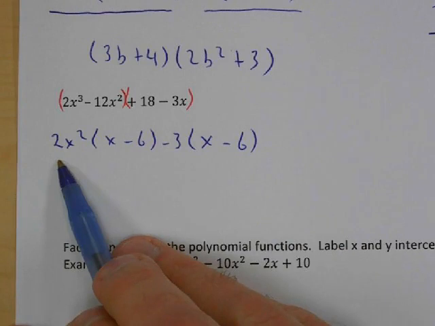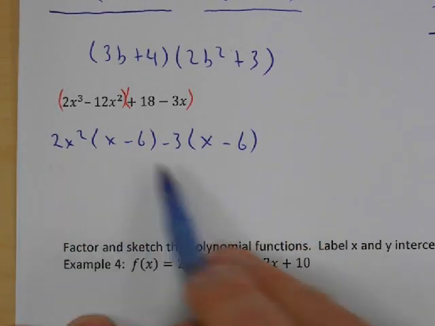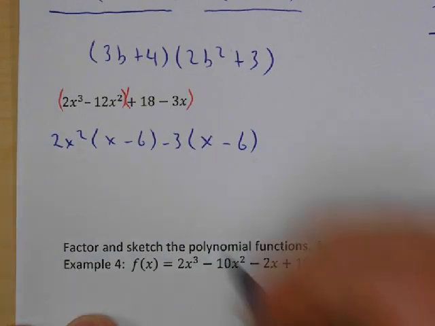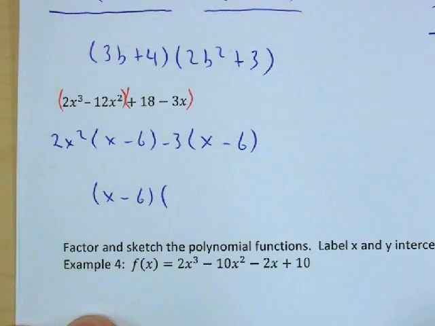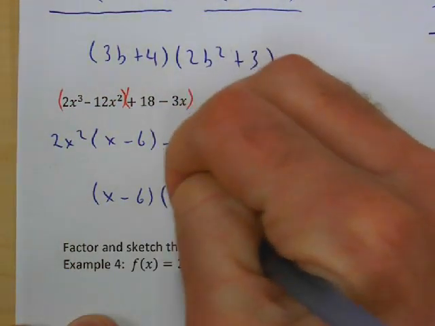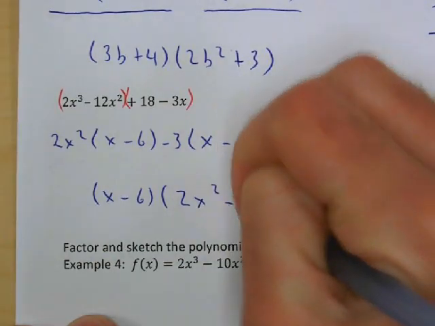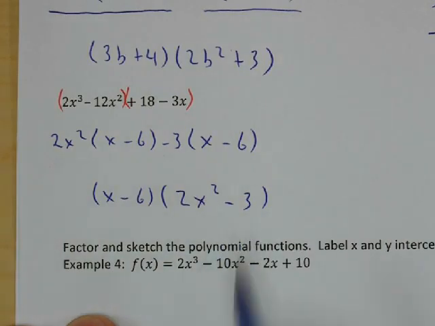So we took out a GCF once, took out a GCF twice. Now we need to take out a GCF a third time. What do these two big terms have in common? The x minus 6. And then what's left over? 2x squared minus 3. Then we always want to check, is it factored completely? We can't factor that anymore. Can we factor that anymore? No, so we're done.